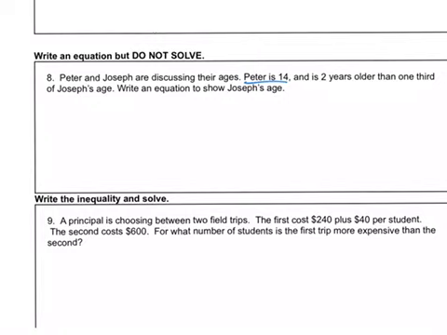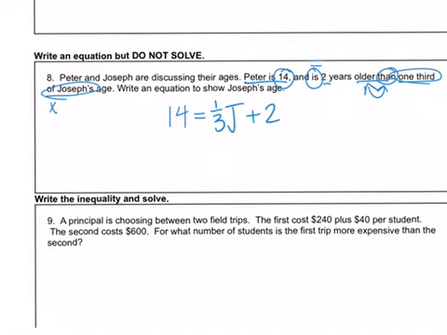So Peter is 14 and 14 is, which means equals, so 14 is or equals 2 years older than. Remember, than is a turnaround word, and older we're going to add, so we're going to add 2 to the back. 1/3 of Joseph's age. Of means multiplied, so 1/3 times Joseph. We don't know what Joseph is, so we're going to leave that as the letter J. So 1/3 of Joseph plus 2 is equal to 14, which is Peter. And they asked us not to solve, so that's my answer.